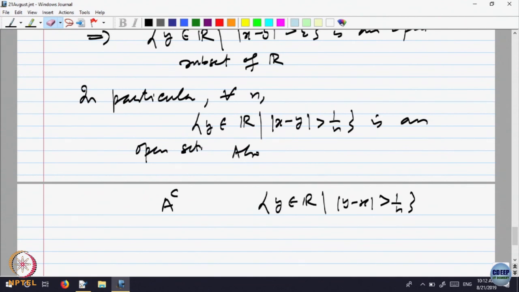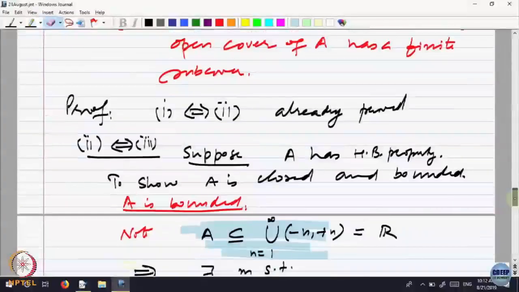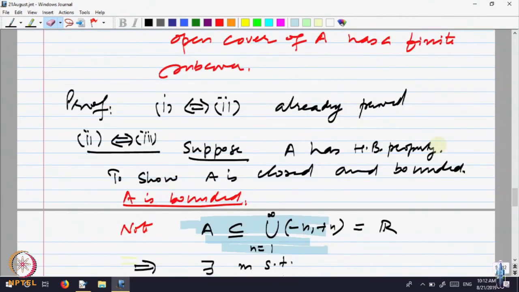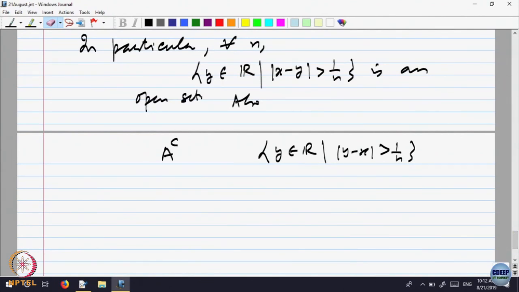So, what is my aim? See what is given to me. I want to show A is closed, and given to me is that A has the Heine-Borel property. So, every covering of A has got a finite subcover, right? So, let us look at this family. These are sets where x belongs to A complement, n belongs to N.